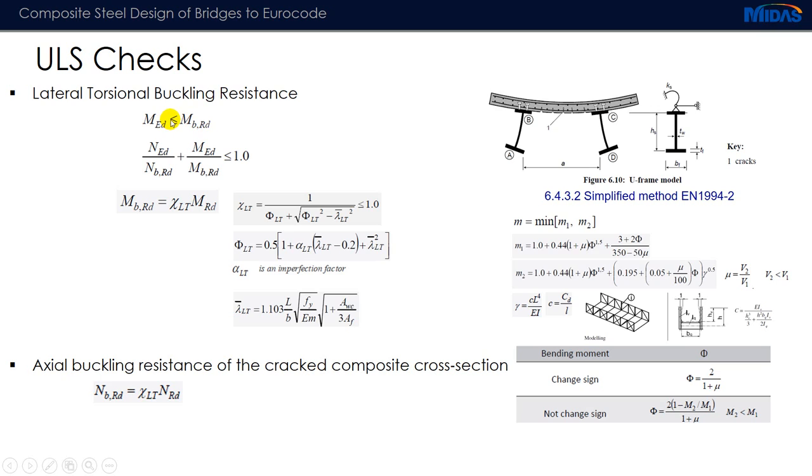This value should be greater than the applied moment, and once it is greater than that, it's okay for lateral torsion buckling. There is a term N_b,Rd. There is another additional check that we need to do, which is a combination of axial buckling plus bending lateral torsion buckling resistance check. So axial buckling calculation is very simple. For a cracked composite section, we just calculate the reduction factor based on the direct column buckling curve given in Eurocode 3.